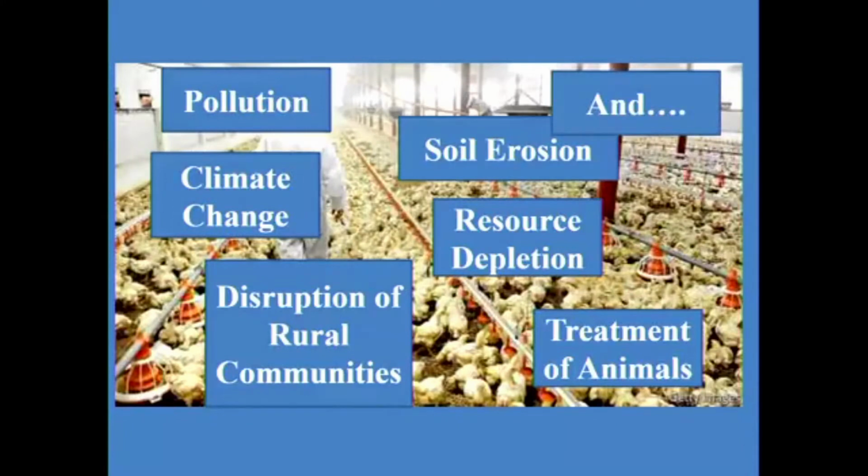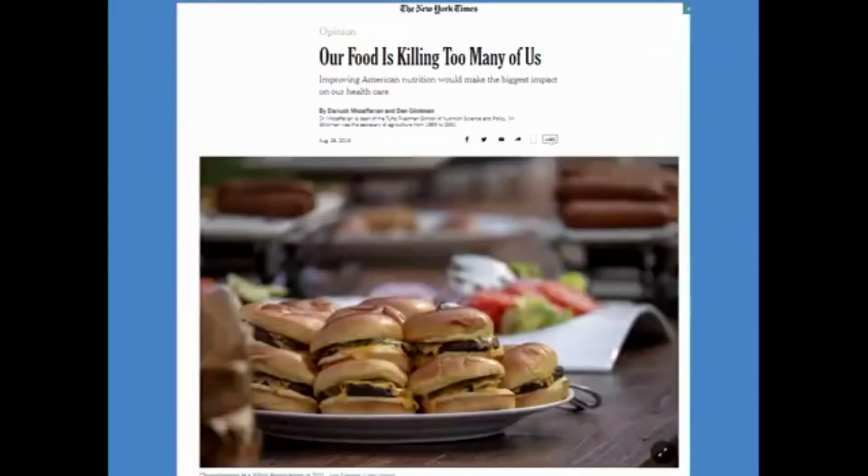It does two things really well. It produces lots of food, relatively cheap, and creates a significant degree of wealth for people who own large bits of the planet, large parts of the resource base. But they're off-site. There are things that are not working well with it. And how can we take that system and make it work better? Our food is killing too many of us, according to the New York Times. So nutrition and how we eat are all part of this food system.